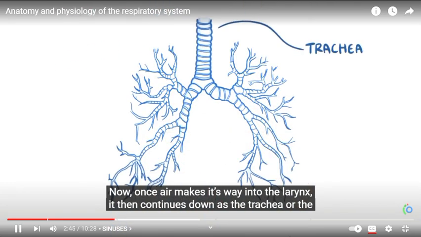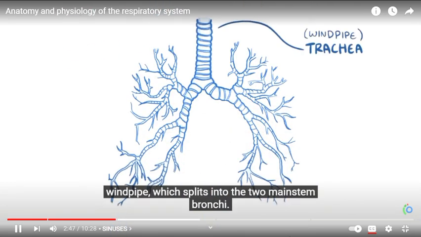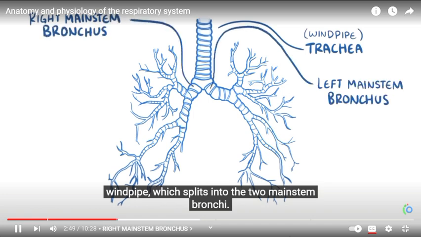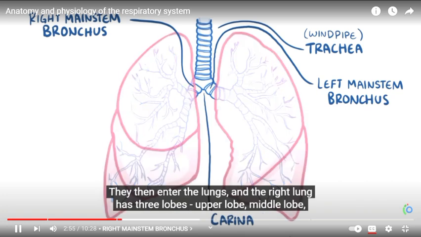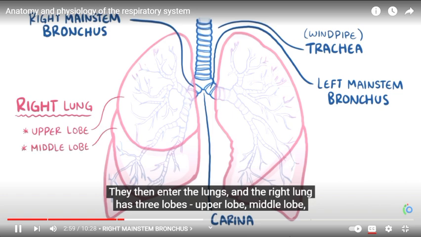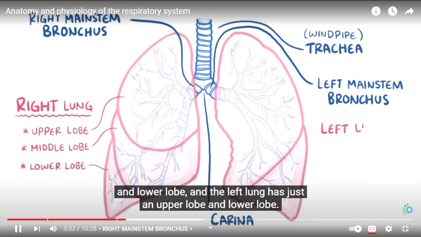Now once air makes its way into the larynx, it then continues down to the trachea or the windpipe, which splits into 2 main stem bronchi. The point at which it splits is called the carina. They then enter the lungs, and the right lung has 3 lobes, the upper, the middle, and the lower lobes, and the left lung has just 2, the upper and the lower lobes.